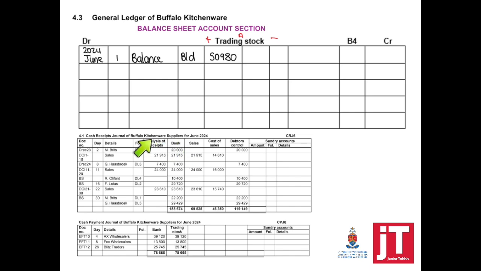From the cash receipts journal, cost of sales means the cost of goods that we have sold. And when we talk about goods, we're talking about trading stock. And that's why you would always find from the cash receipts journal, cost of sales is debited and trading stock will be credited. Because it's a money column, it's on the last day of the month. From the cash payment journal, it means that trading stock was purchased. And if we buy trading stock, our assets will increase. From the cash payment journal, bank will always be credited and the rest will be debited.